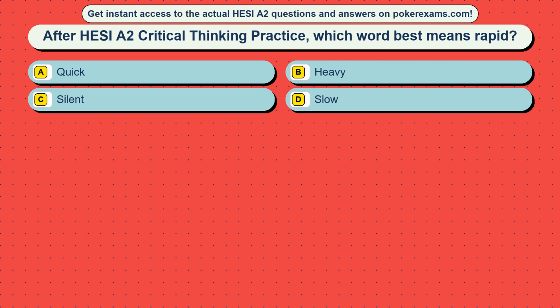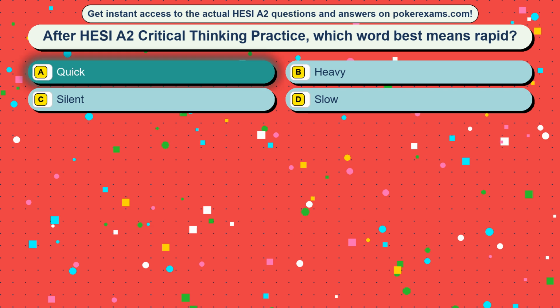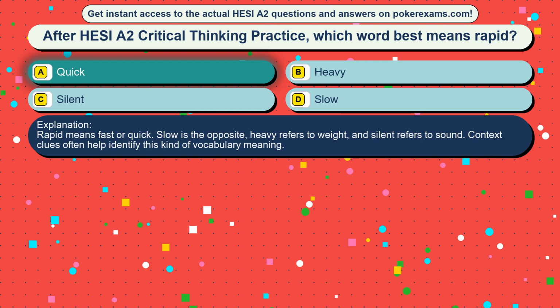Question 46. After HESI A2 critical thinking practice, which word best means rapid? Option A, quick. Option B, heavy. Option C, silent. Option D, slow. The correct answer is option A, quick. Rapid means fast or quick. Slow is the opposite, heavy refers to weight, and silent refers to sound. Context clues often help identify this kind of vocabulary meaning.